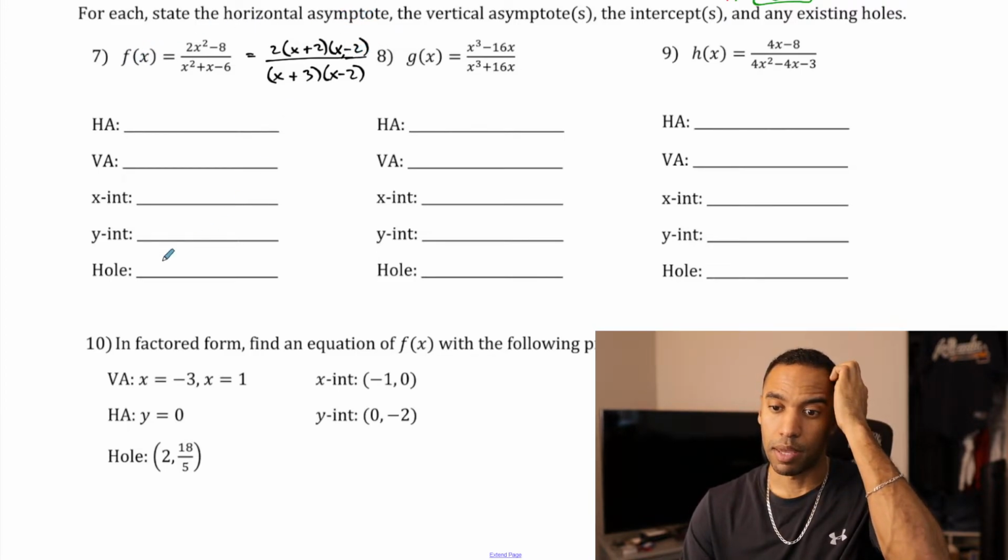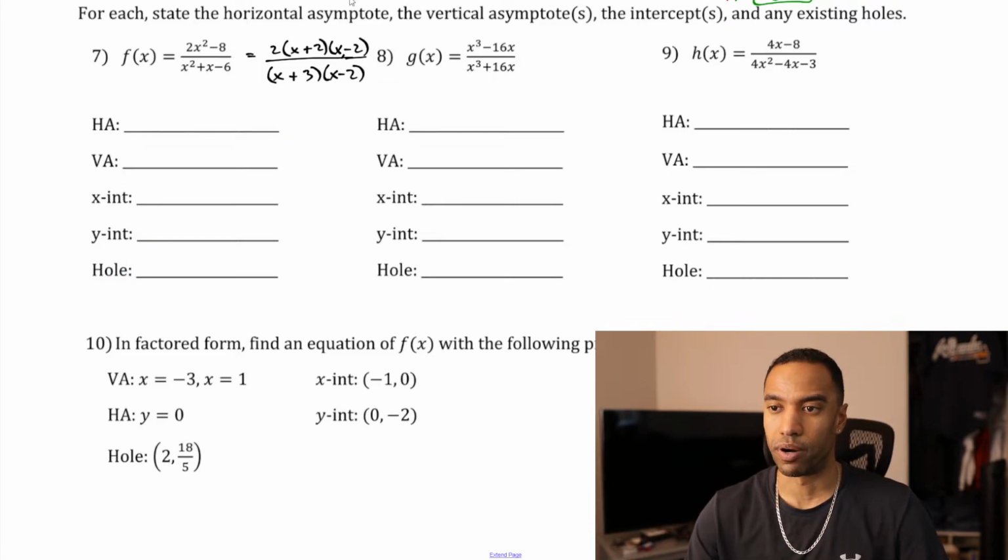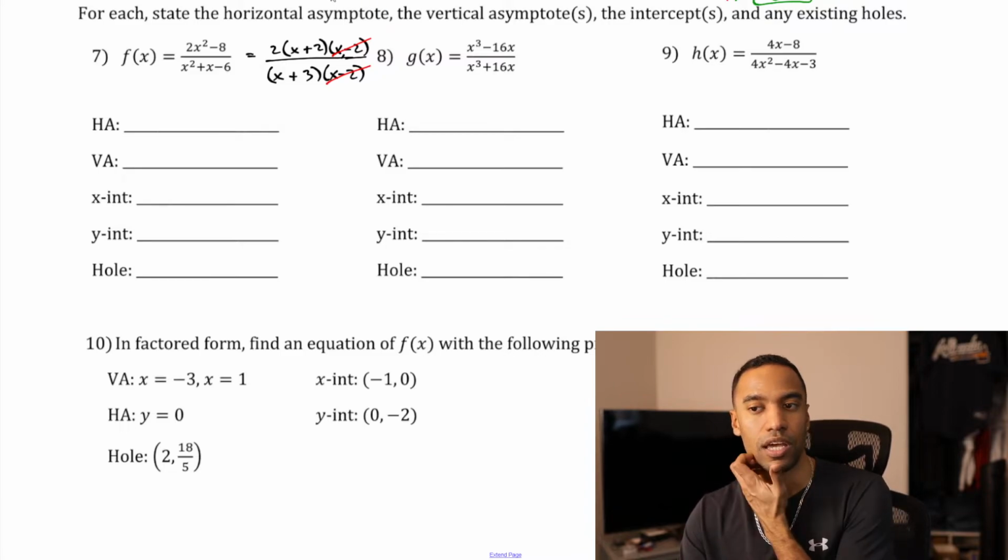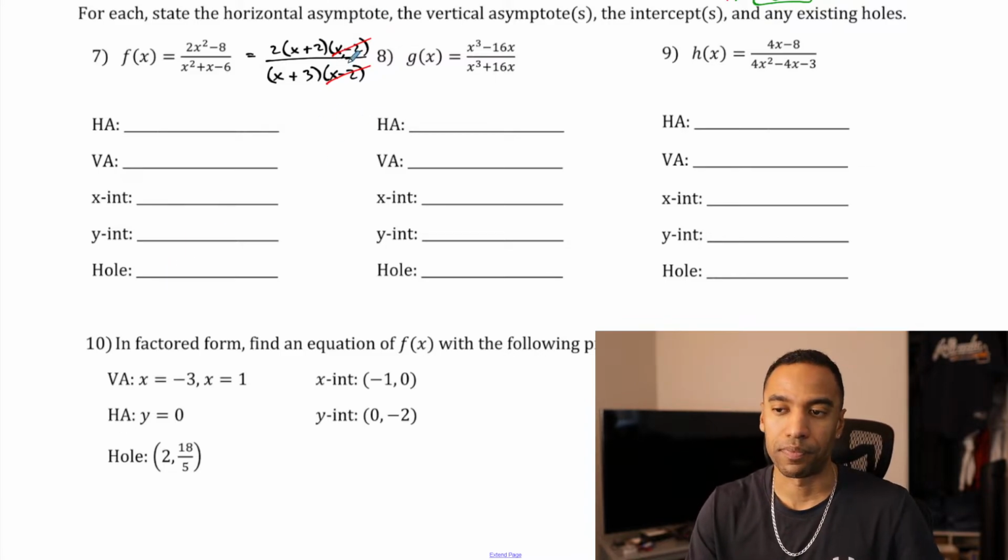Now, some things to work with. I'm actually going to find the hole or holes first. The x minus 2's cancel, and really that's where you find your holes, where you have canceled factors, such as the x minus 2's.